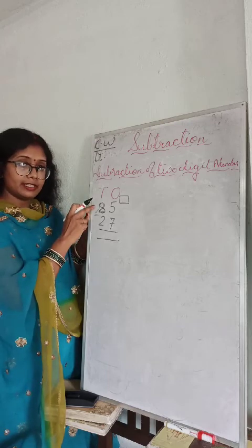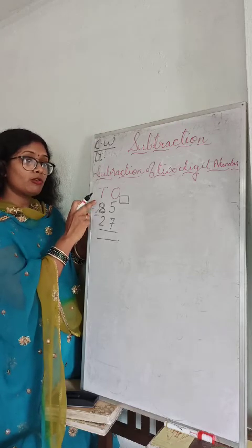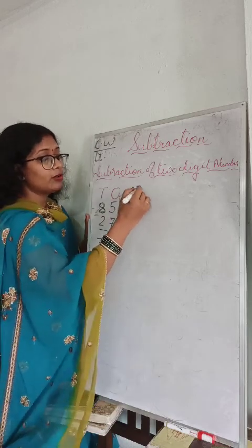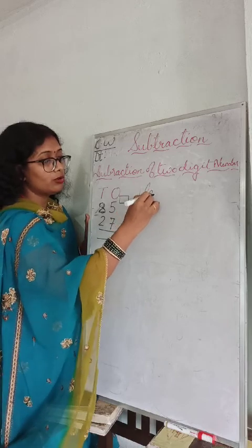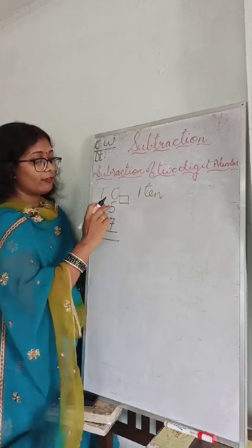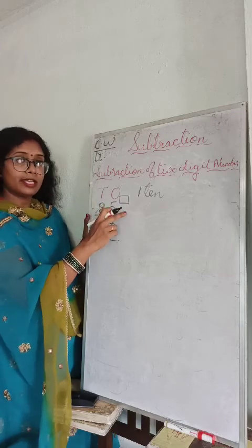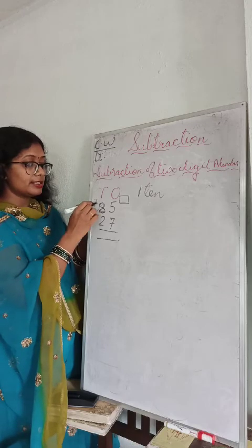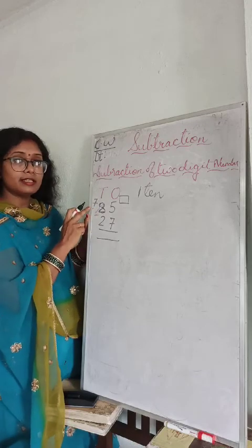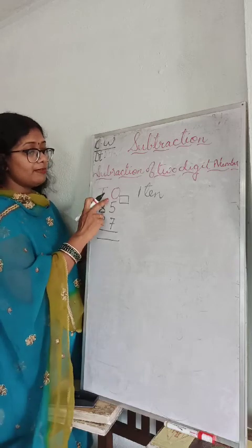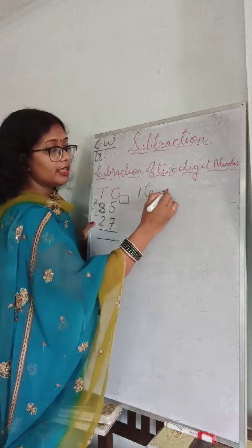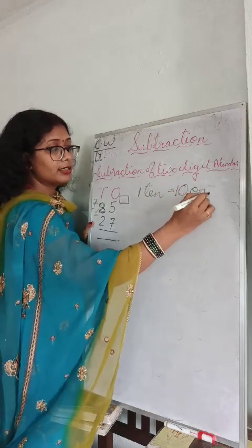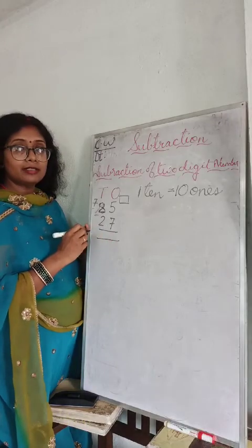Here we have 8 tens. What we will do? We will borrow 1 ten from 8. 8 में से हम 1 ten को बोरो कर लेंगे. We are going to borrow 1 ten from 8. We have taken 1 ten. When we take 1 ten, what is left here? Here 7 is left. That means 7 tens is left here. Now we have taken 1 ten. 1 ten means how many ones? 1 ten means 10 ones. 1 ten का मतलब होता है 10 ones.